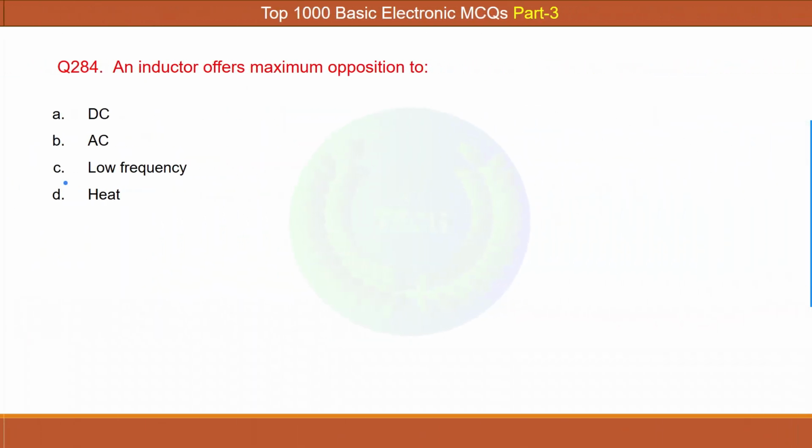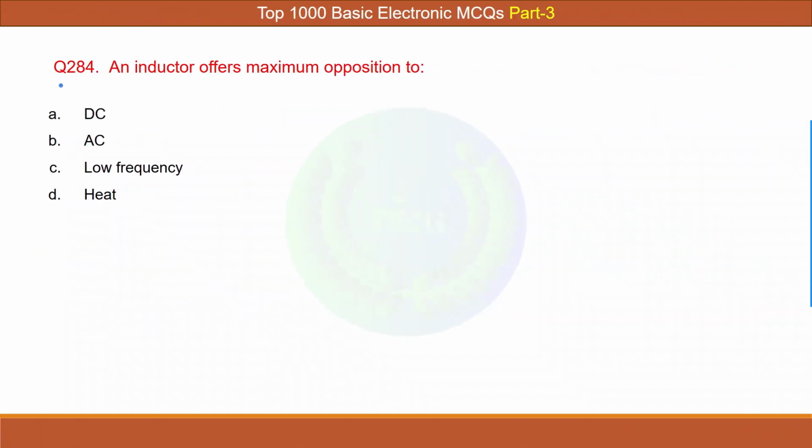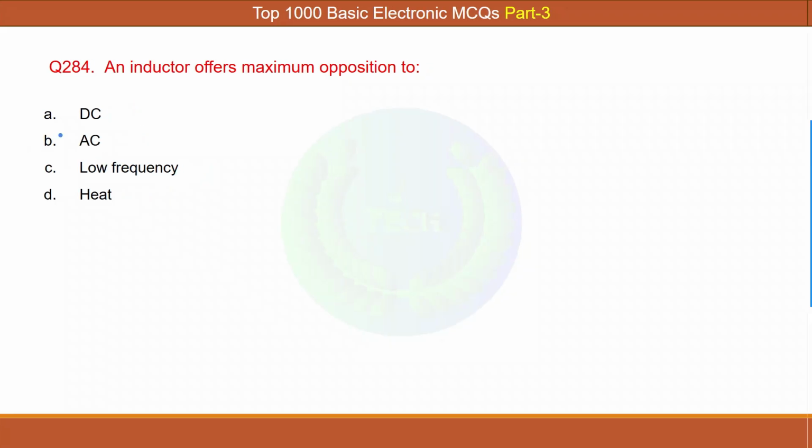Next question, question number 284. An inductor offers maximum opposition to option A DC, option B AC, option C low frequency, option D heat. The answer is option B AC.